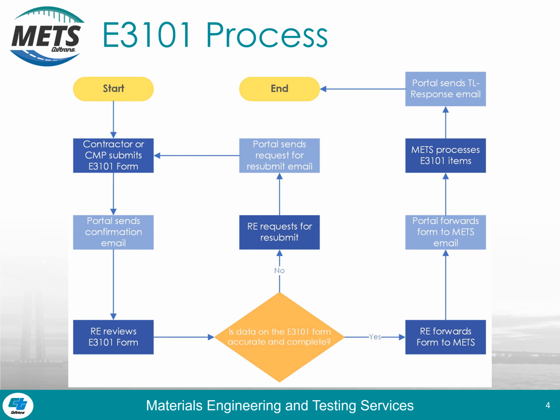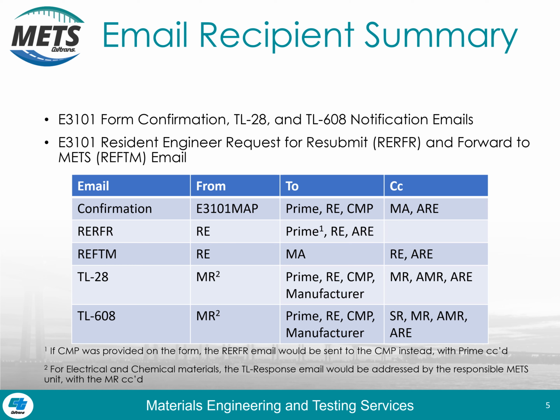I wanted to bring your attention to the light blue color on the diagram, as it corresponds in the upcoming slide to the mechanism through which the system generates email notifications. Following the contractor submission of the E3101 form, the system automatically notifies the RE, prime contractor, and/or certified materials provider if applicable. Following the RE's action, the system sends an email notification requesting resubmission to the contractor or forwards the form to METS for processing by the material administrator.